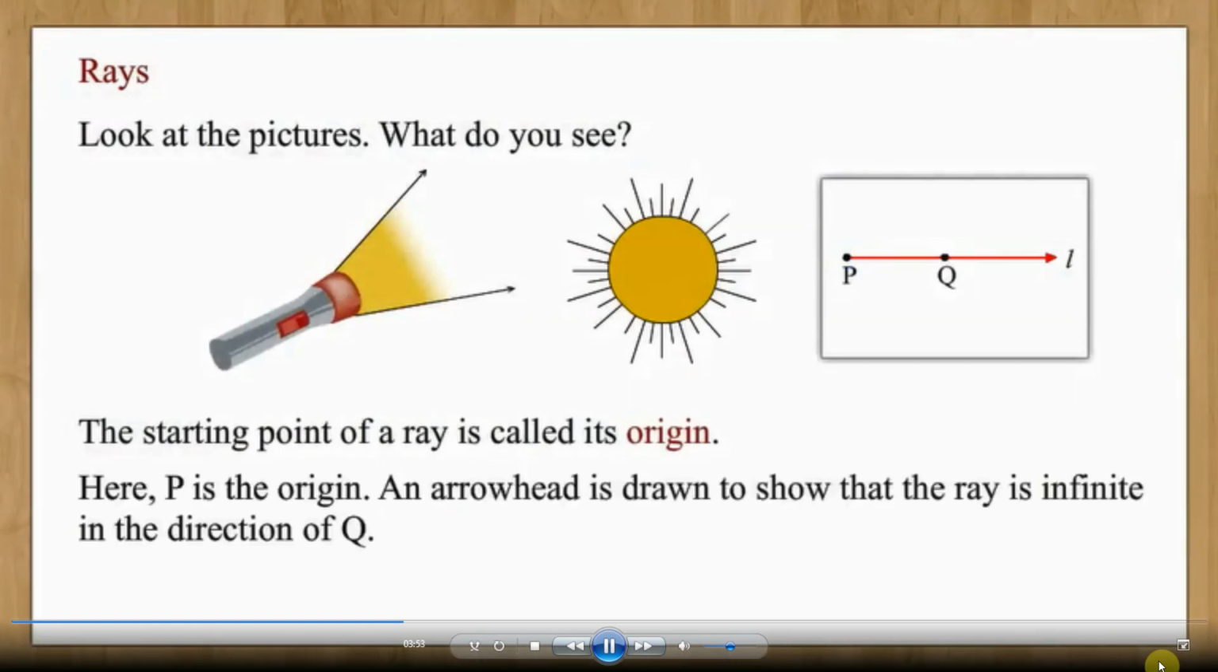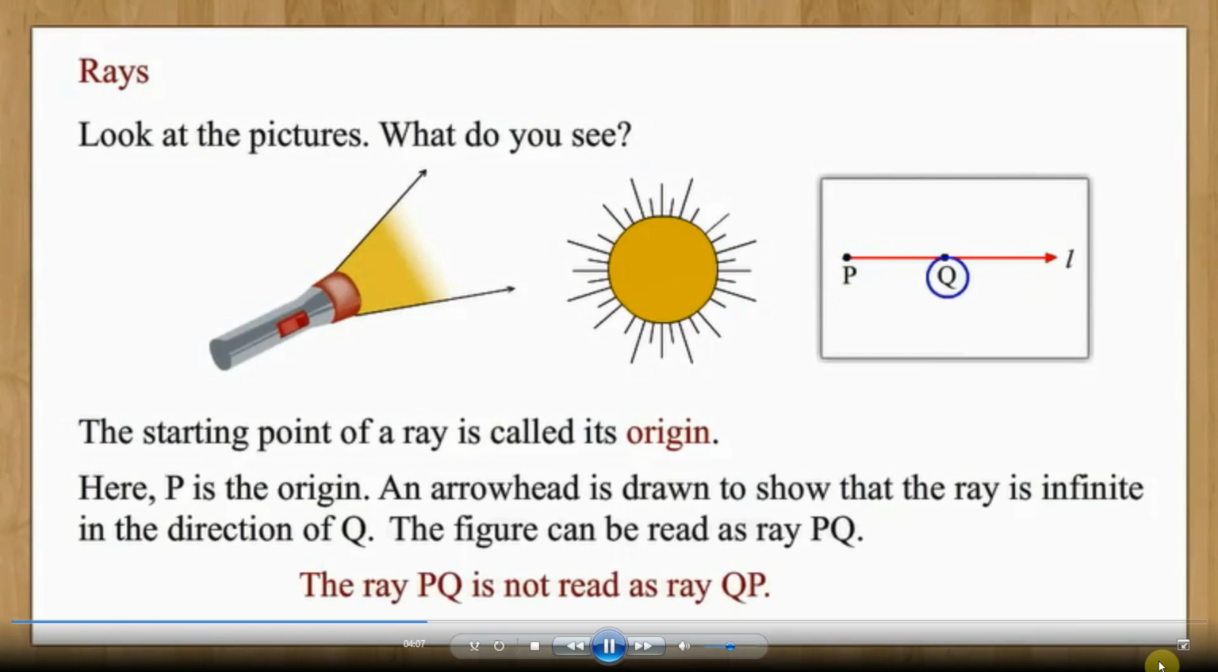Here, P is the origin. An arrowhead is drawn to show that the ray is infinite in the direction of Q. The figure can be read as ray PQ. The ray PQ is not read as ray QP.